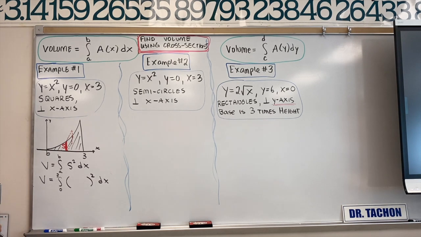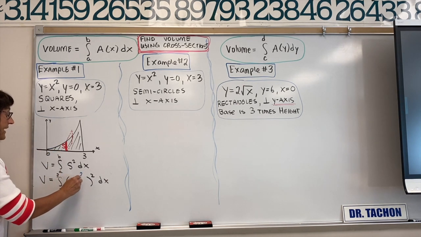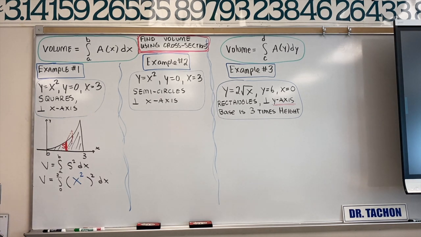But we have to write it as a function of x. So let's take a look at the diagram. Look at the height, the length of the side of your square here. The side goes from the x-axis to the function, from 0 up to the function. So what is that height going to be? It's just going to be the function. You're going from 0 to x squared, so the length of the side is going to be x squared.